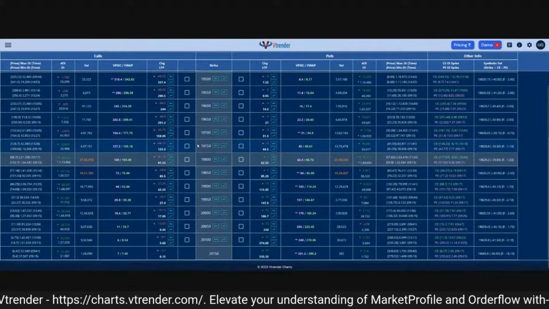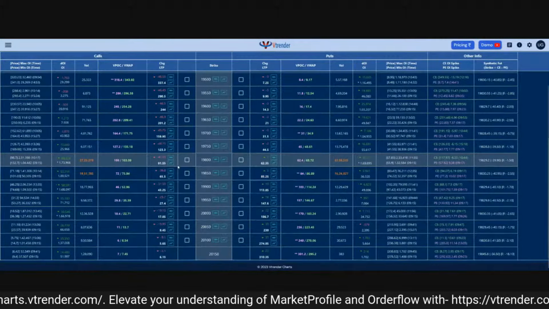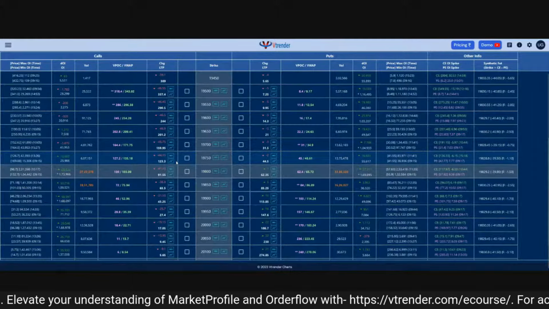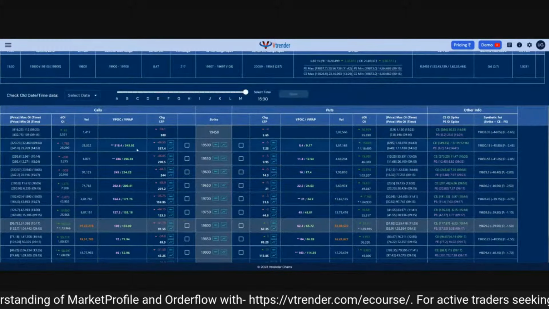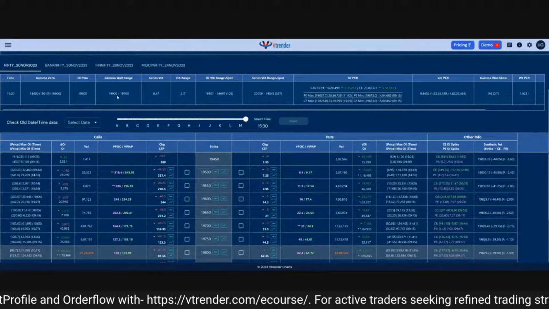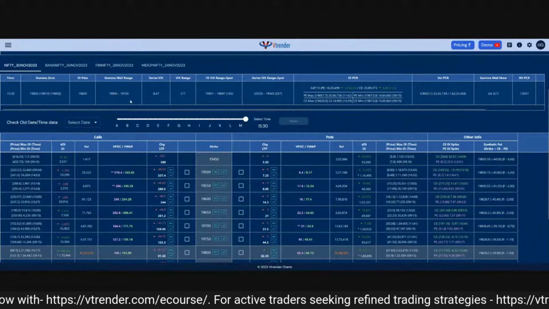So I showed you how to open a straddle chart. I'll just tell you how to open a strangle chart. So for strangle, what is the range we want to look at? If you want to be a safe player, you can take this gamma range, which is 19,900 and 19,700.